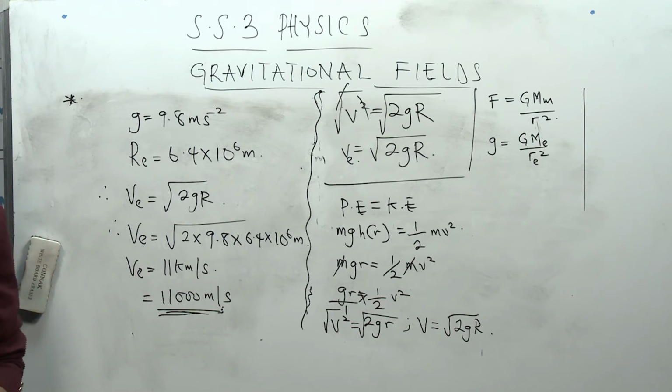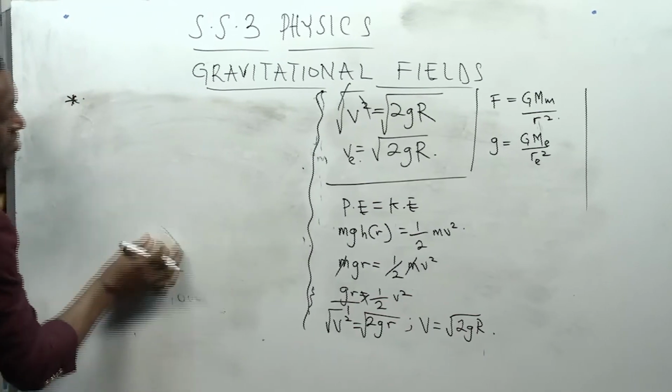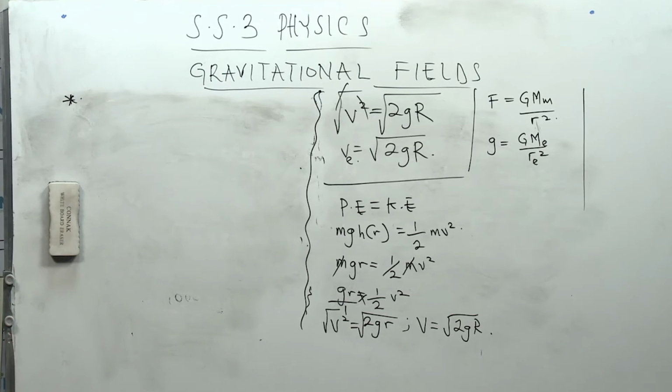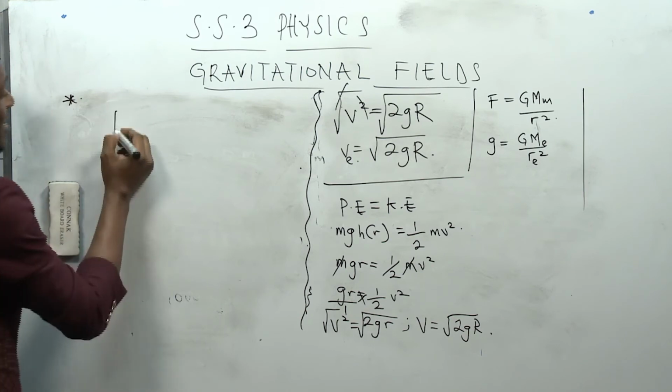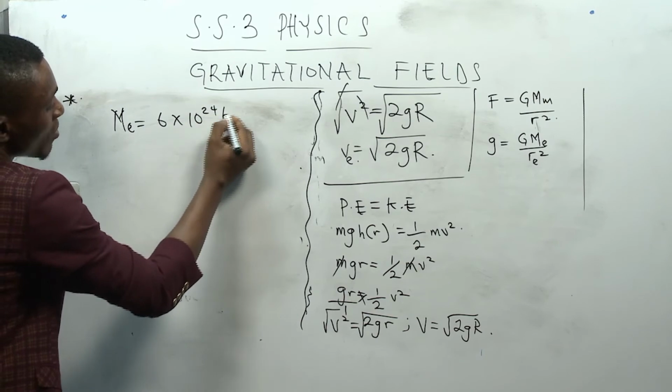So let's take a look at the effects of the Earth's gravitational field. So what are the effects of the Earth's gravitational field? So the first one we calculated is that the Earth's gravitational field gives us a clue about the mass of the what? The mass of the Earth. So from the Earth's gravitational field, we can calculate the mass of the Earth, and that has a value of 6 times 10 to the power of 24 kg.